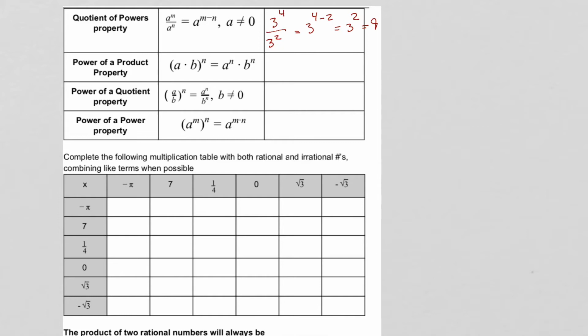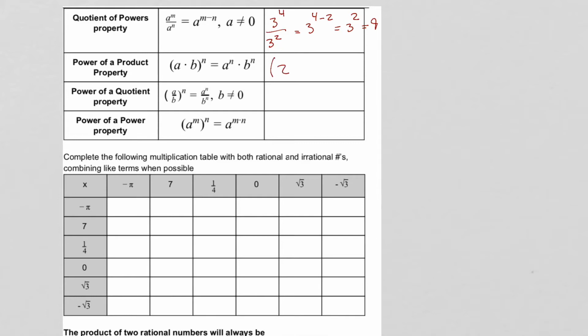The power of a product property: if I have different bases in parentheses raised to the power of n, that would be the same thing as having a to the n times b to the n. So let me give you an example right now.